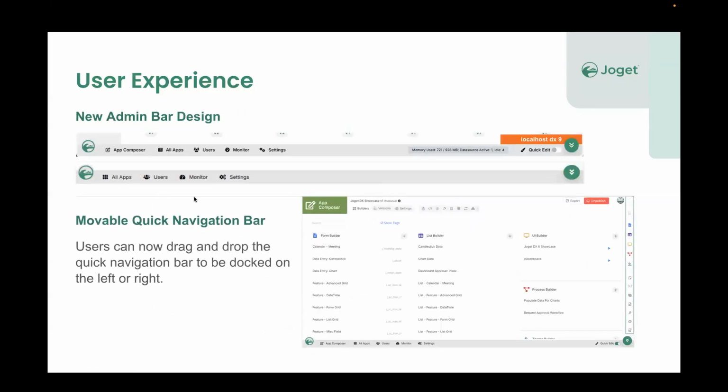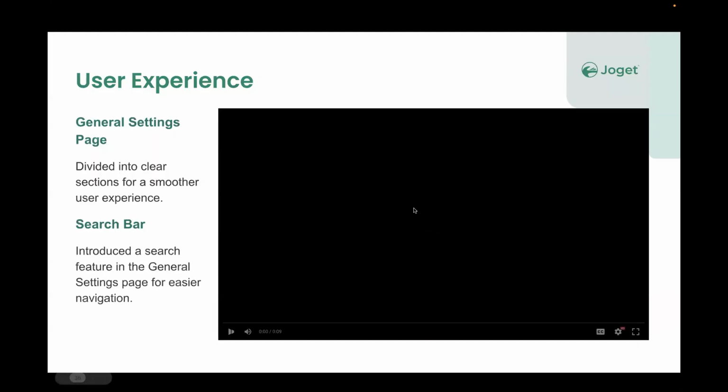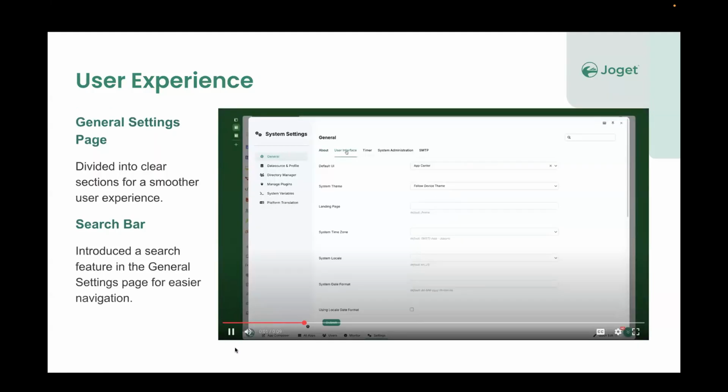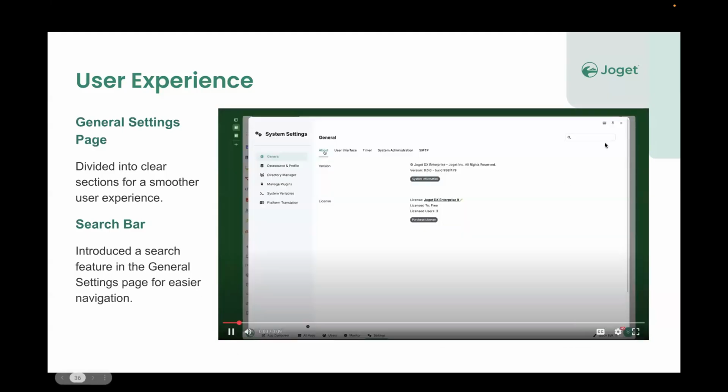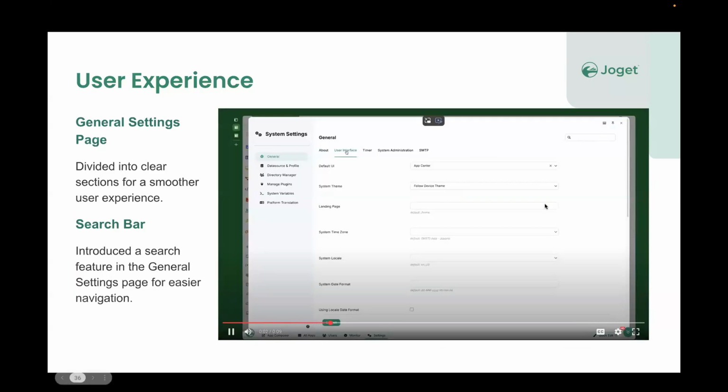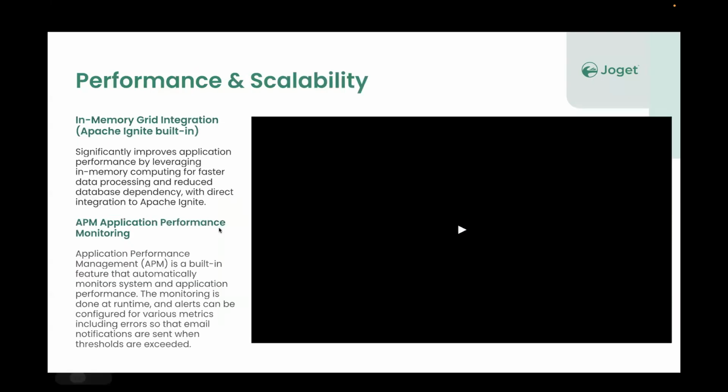Moving on, we also have the new admin bar design, and the quick navigations bar can now be snapped either to the left or to the right, up to your preference. In the backend, we have broken up the settings into various steps to better tell where is where. There's also a search bar at the top right in order to look for what you need the most.